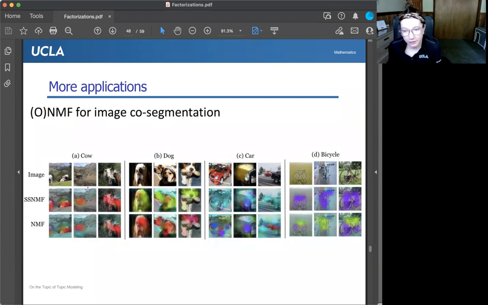But moreover, rather than just doing classification, we can also look into the algorithm and ask, well, why was this image classified the way that it was? Simply by using these features and looking at the topics that were used for that classification. So we do get some interpretability.